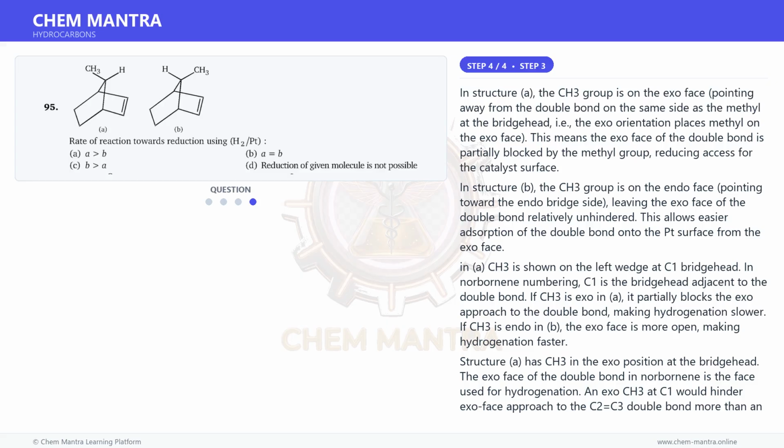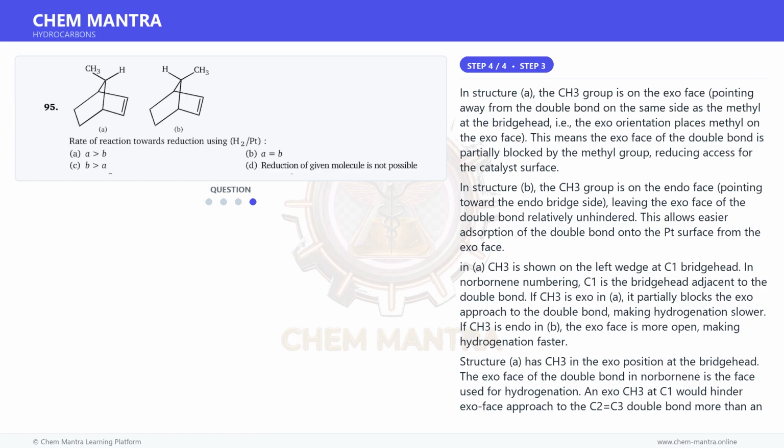In structure A, the CH3 group is on the exo face, pointing away from the double bond on the same side as the methyl at the bridgehead, i.e., the exo orientation places the methyl on the exo face. This means the exo face of the double bond is partially blocked by the methyl group, reducing access for the catalyst surface. In structure B, the CH3 group is on the endo face, pointing toward the endo bridge side, leaving the exo face of the double bond relatively unhindered. This allows easier adsorption of the double bond onto the Pt surface from the exo face.